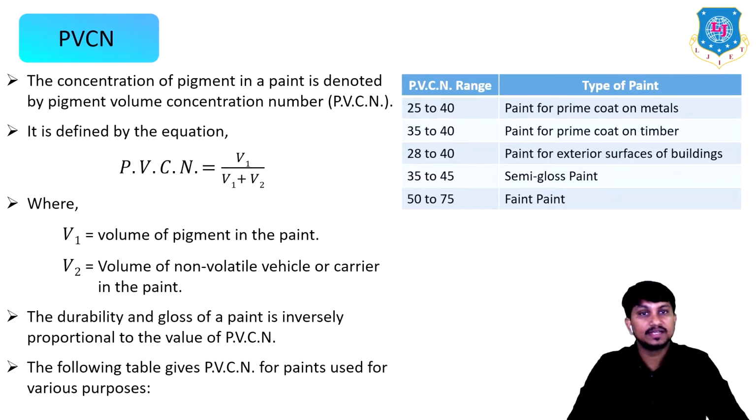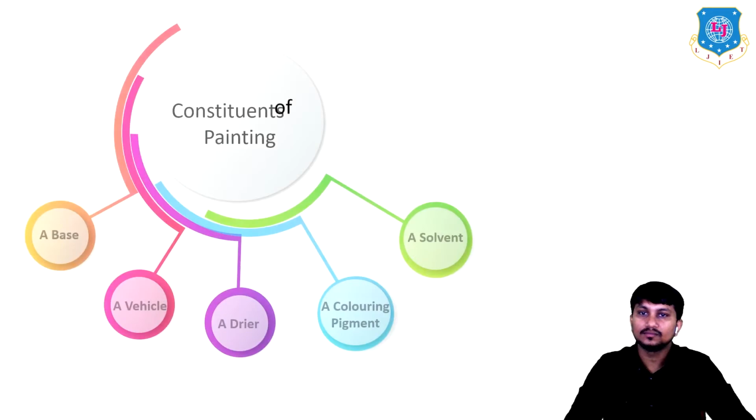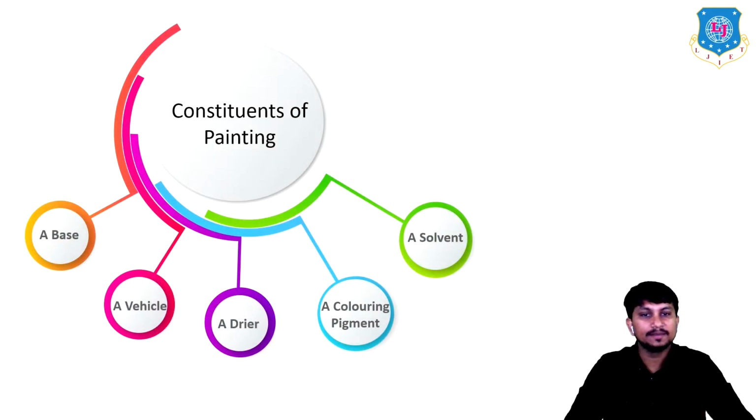If the PVCN range is between 35 to 45, you can use this type of paint as semi-gloss paint. This is called semi-gloss paint. And if the PVCN range is 50 to 75, it is called flat paint. So these are the various types of paint and their PVCN ranges. That's all about the coloring pigments.